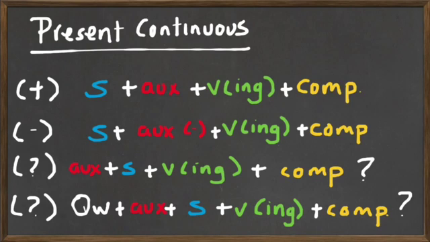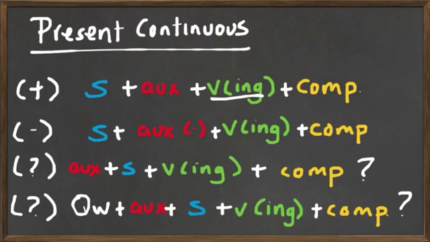Present continuous. This is the final item we need to review. The formula is quite simple, very similar to simple present, but there are some important things to mention here. The formula in affirmative will be subject, auxiliary, verb plus ing, and complement. This is the most important thing about the present continuous. We always have to use an ing verb.